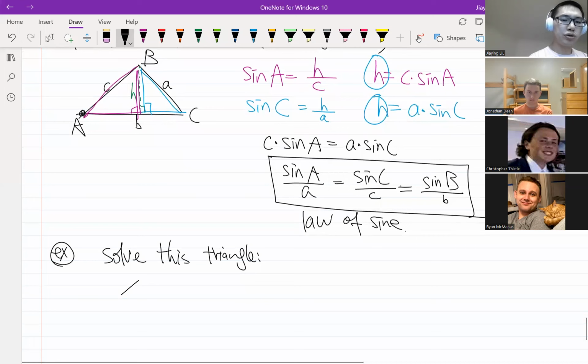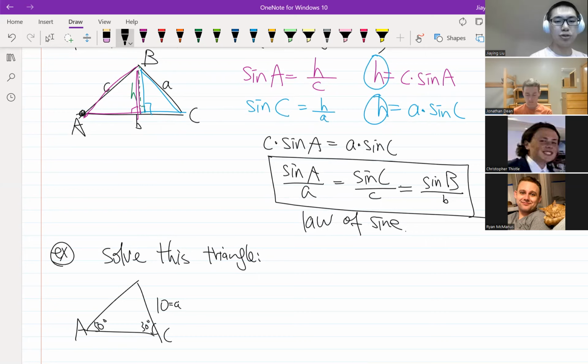And this triangle, I'm going to draw a diagram first. So we know that angle A is going to be 50 degrees. Angle C is going to be 30 degrees. And this side opposite from A is 10. So I'm going to say this is a lowercase a equals 10. But this side opposite from angle B, lowercase b, I don't know. And this side opposite from C, lowercase c, I also don't know. So when we solve this triangle, it means we're going to find all the missing angles and all the missing sides.